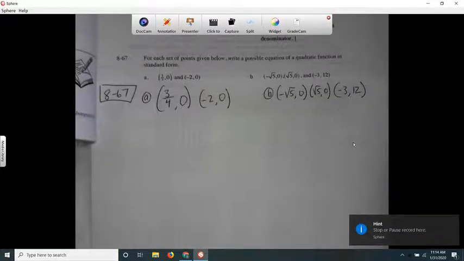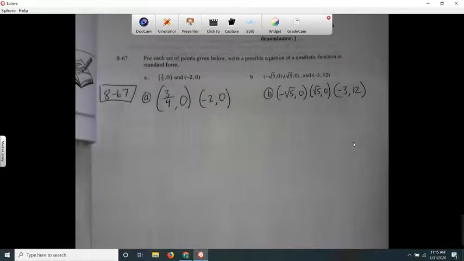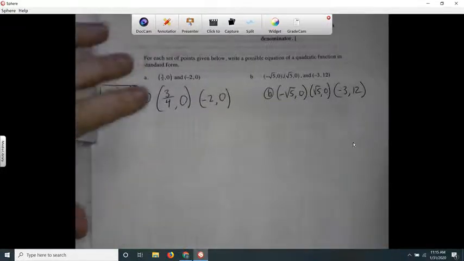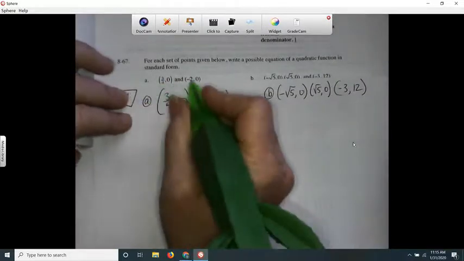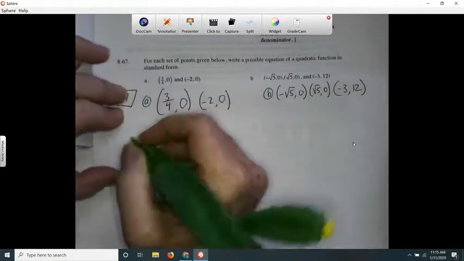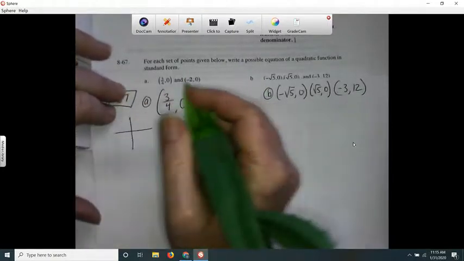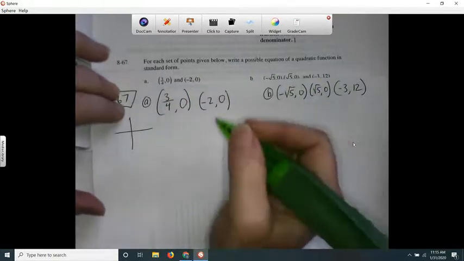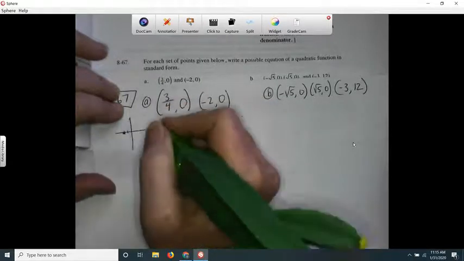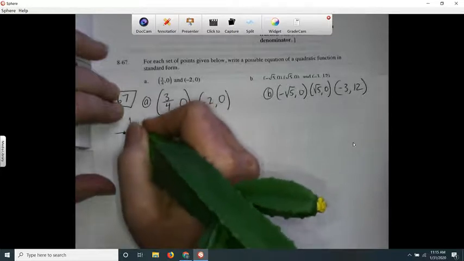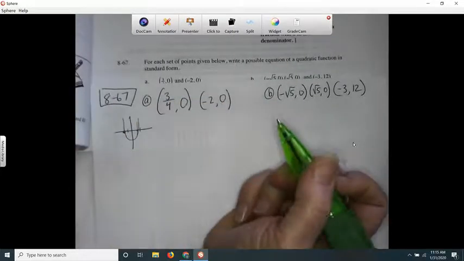Here's 8-67 for integrated 3. So this one says for each set of points given below, write a possible equation of a quadratic function in standard form. I think we just talked about this one. So these are actually the intercepts of the quadratic. Like if I wanted to see what this parabola looked like, it's kind of like this. Okay, those are the intercepts.